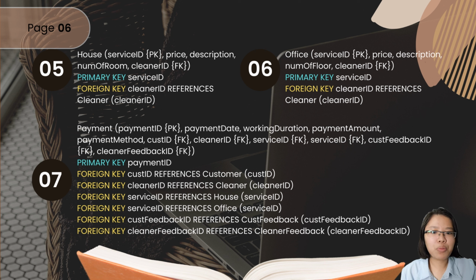Since there are one-to-many relationships between the customer and the payment, and also the cleaner and the payment, therefore payment will take the cash ID from the customer and cleaner ID from the cleaner as its foreign keys. Moreover, there is also aggregation between the payment with the cleaning service, cash feedback, and cleaner feedback. Thus, payment also will take the service ID from house and office, cash feedback ID from the cash feedback, and cleaner feedback ID from the cleaner feedback as its own foreign key.